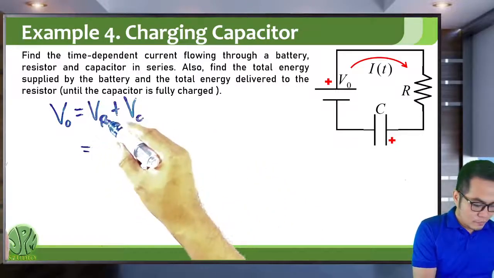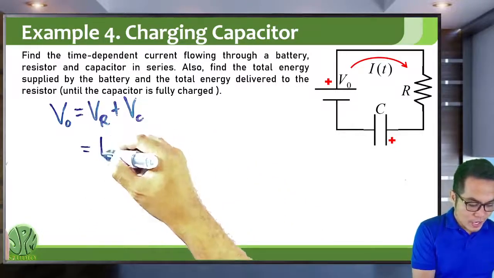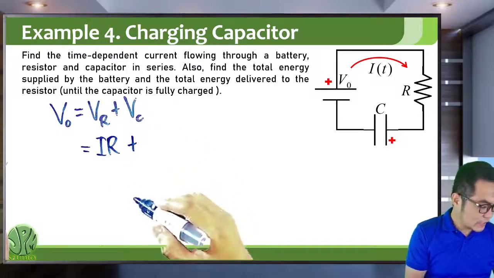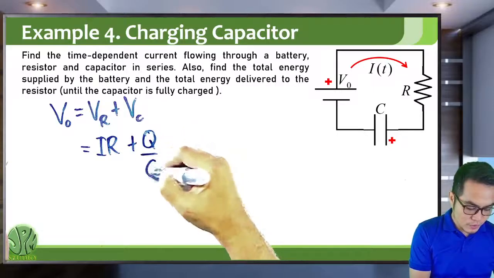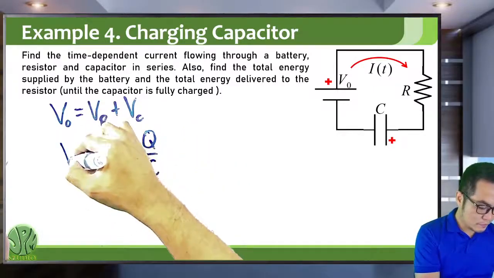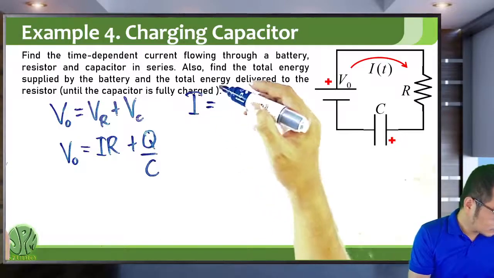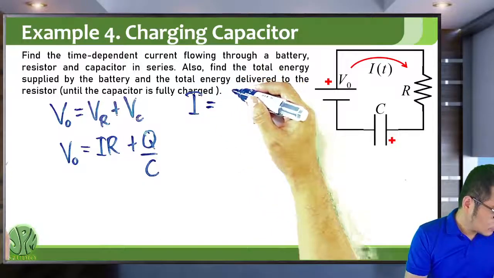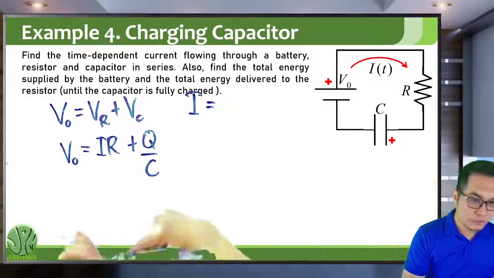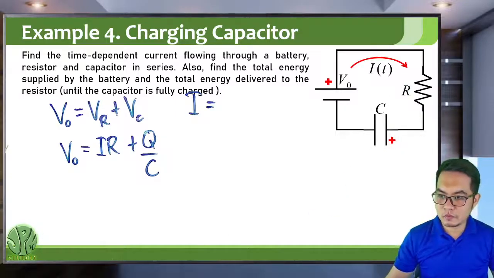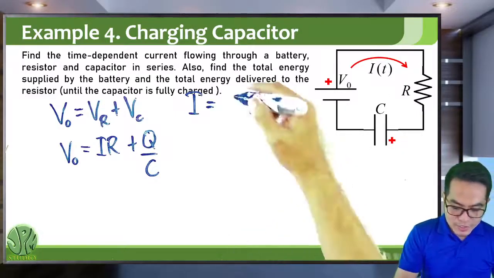So the voltage in the resistor is IR by virtue of Ohm's law. The voltage in the capacitor is Q over C. So this is V0. Again, I here is dq dt.